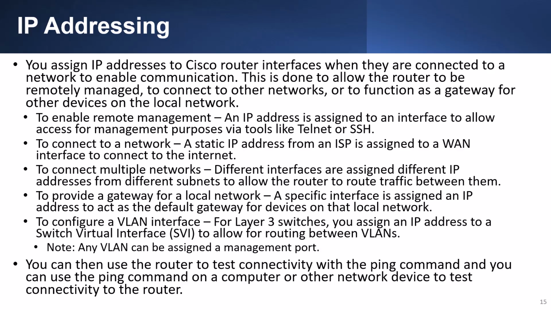To configure a VLAN interface, for layer 3 switches, you assign an IP address to the switch virtual interface, or SVI, to allow for routing between VLANs. Note, any VLAN can be assigned a management port. You can then use the router to test connectivity with the ping command, and you can use the ping command on the computer or other network devices to test connectivity to the router.